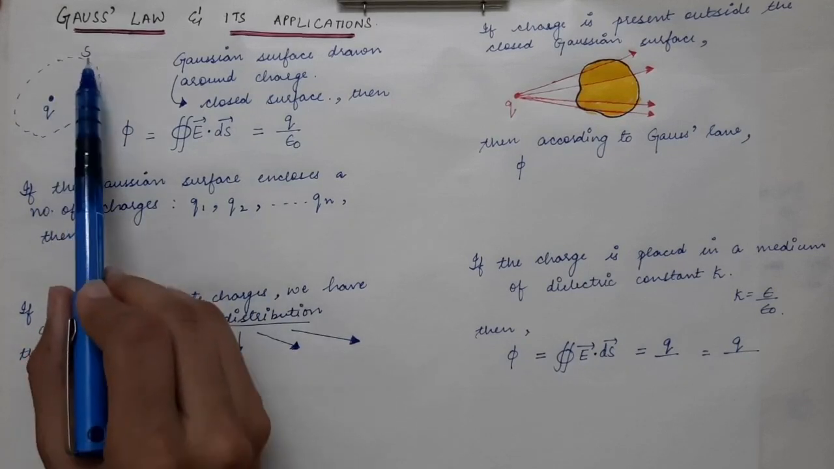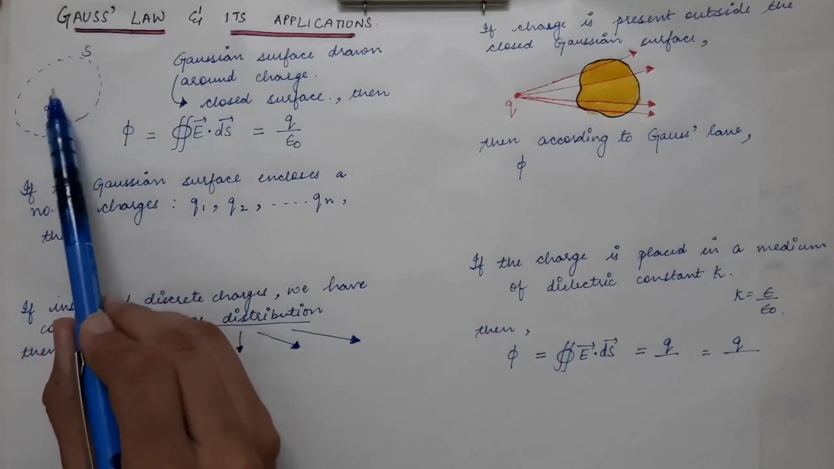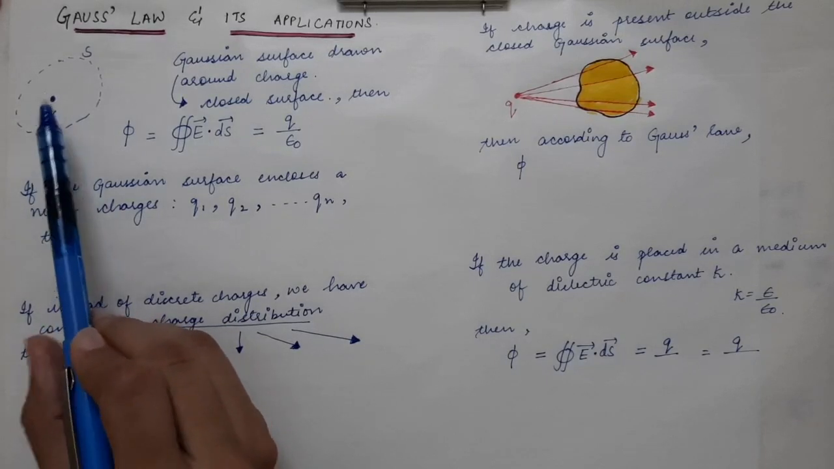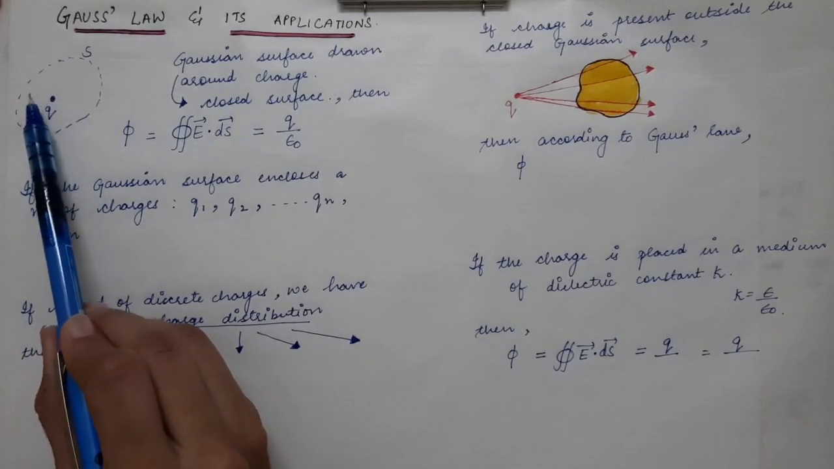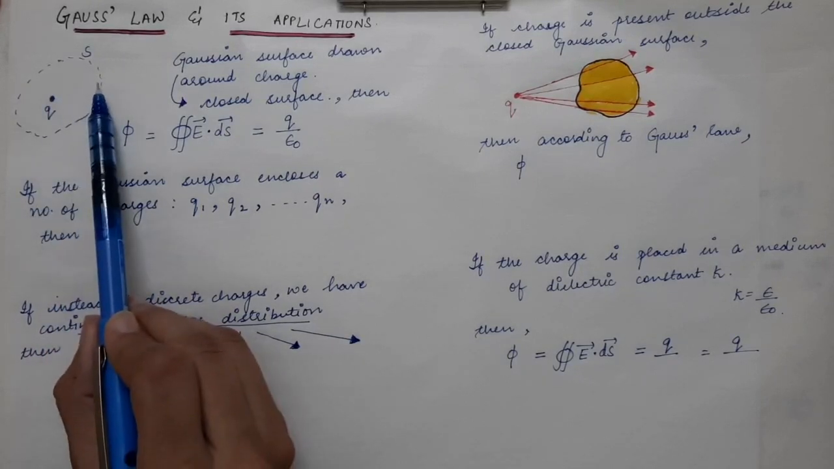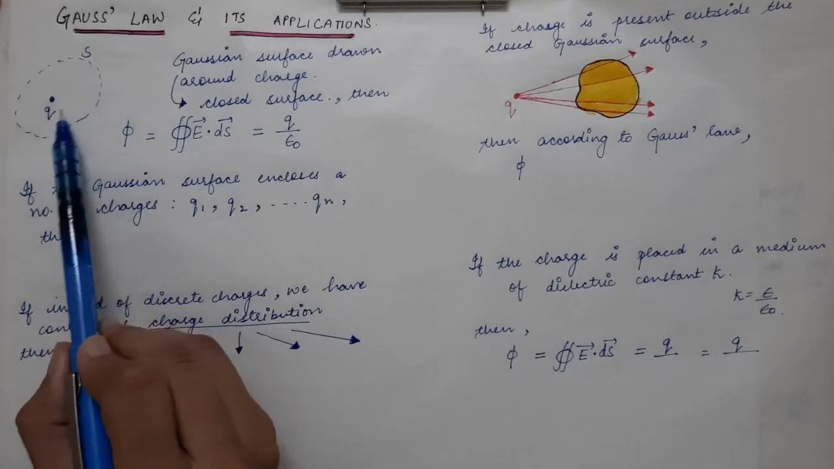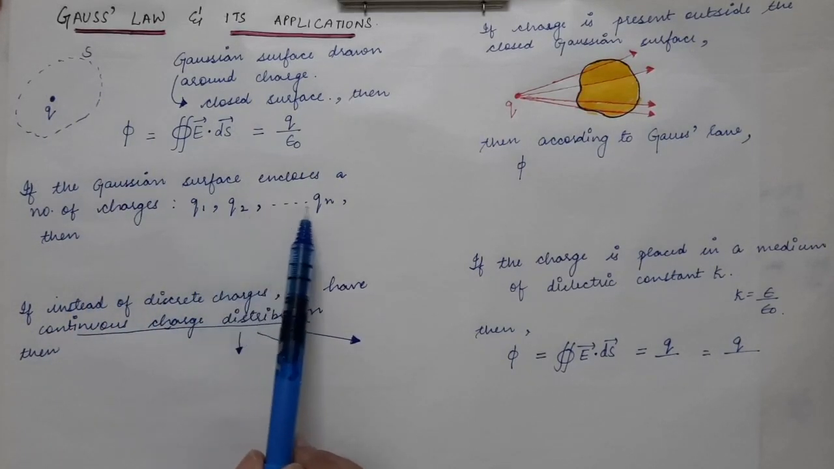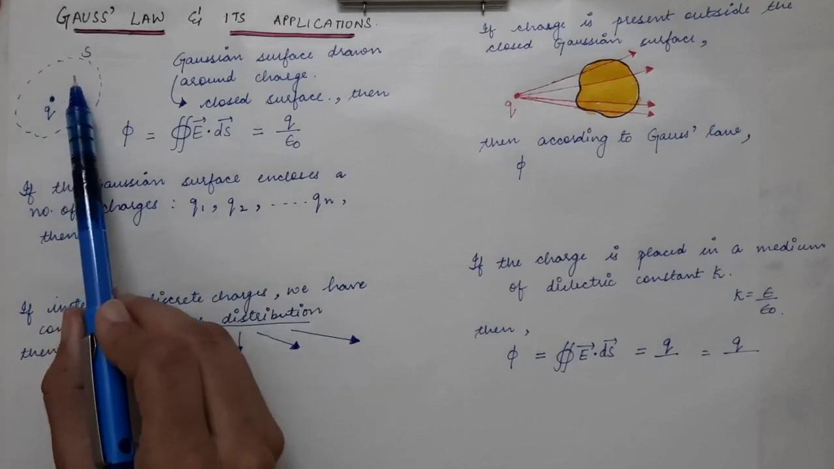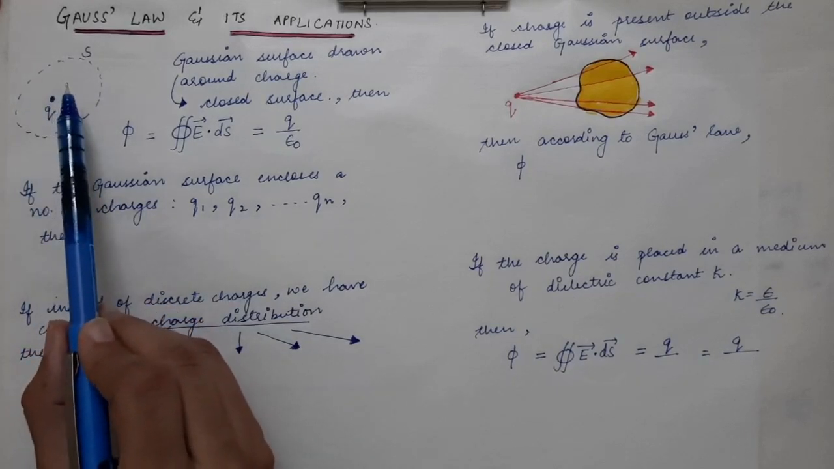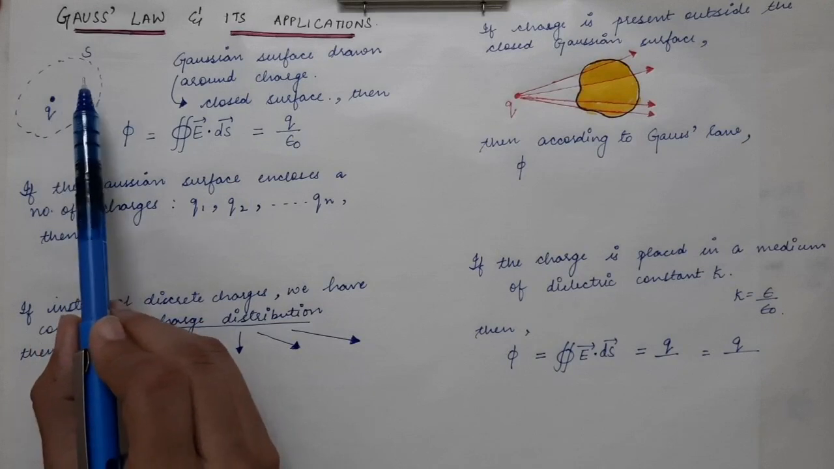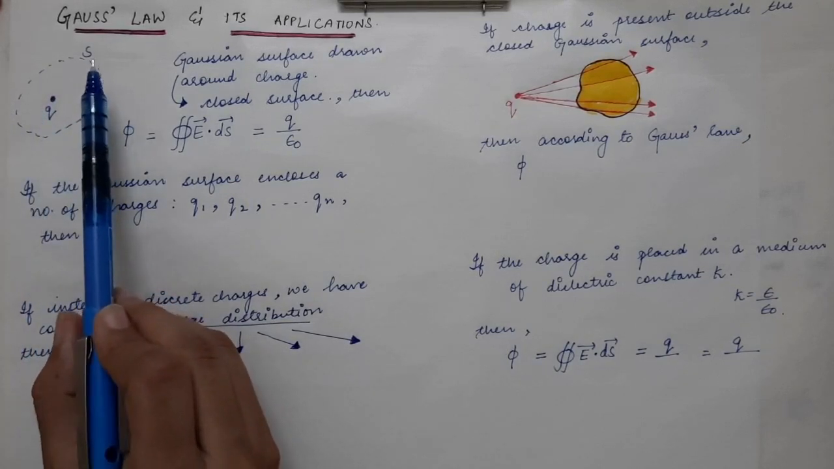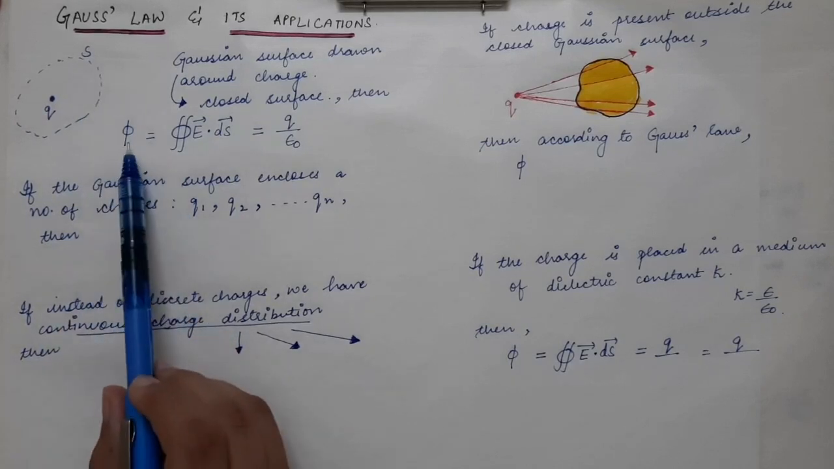Now, what if this surface encloses a number of charges? Here we have drawn only one charge. If instead of one charge we have a number of charges inside this Gaussian surface, let's say q1, q2, q3 up to qn, they all are present inside this surface. Then the electric field lines will be crossing this Gaussian surface in that case also. So what will be the electric flux in that case?